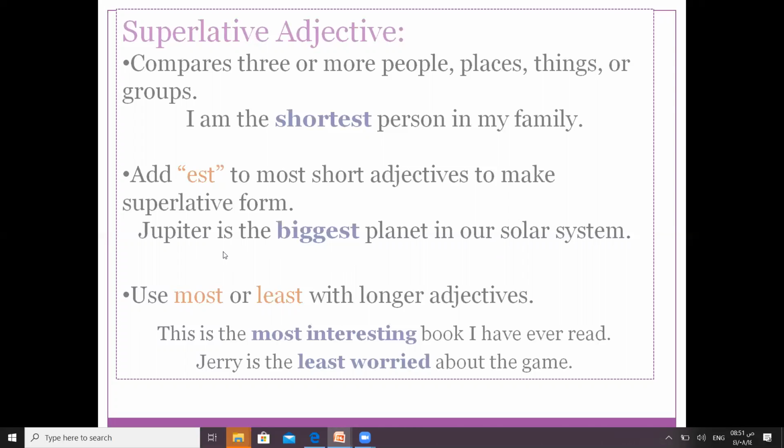Now, some adjectives, girls, as we said in the comparative, have more than two syllables, three or four. So what will we do when we have more than two syllables and I have a superlative adjective? In comparative adjectives, we said that we will use more and less. But in superlative adjectives, we will use most or least. Use most or least with longer adjectives. Let's see an example.